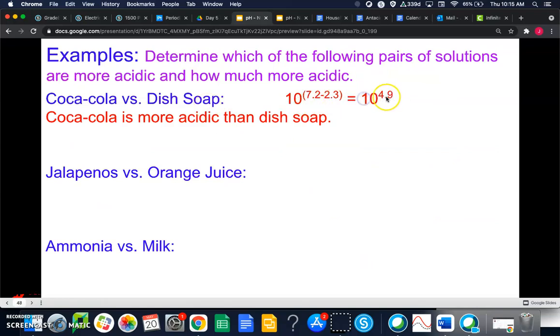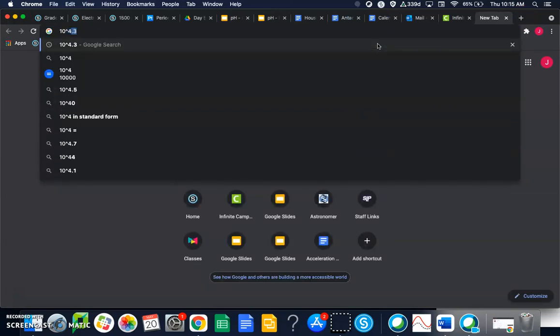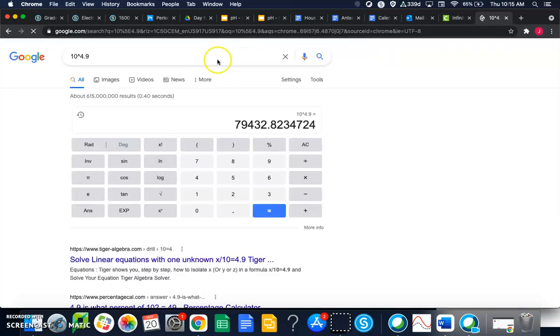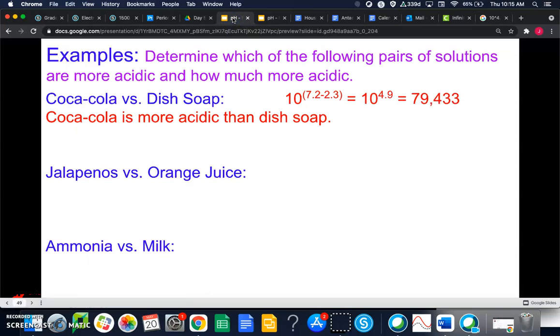7.2 minus 2.3 is 4.9. And then we're going to take 10 to the 4.9 power on our calculator. So I'm going to show you how to do that in Google here. Do 10 to the 4.9 power. And we should get 79,433 if we round that up. So I'm going to write that in. 79,433. There's never any units for pH, so don't worry about units. Coca-Cola is 79,433 times more acidic than dish soap.